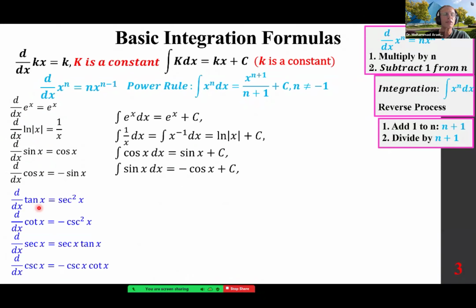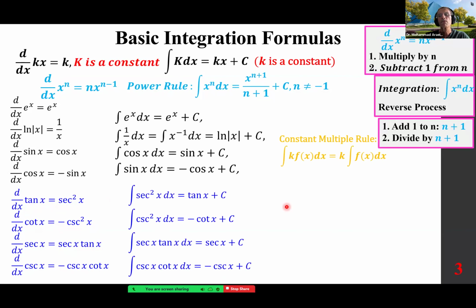Since the derivative of tangent is secant squared, the integral of secant squared dx is tan x and a constant. The integral of cosecant squared dx is minus cotangent x and a constant. The integral of secant x tan x dx is secant x and a constant. The integral of cosecant cotangent dx is minus cosecant x and a constant.